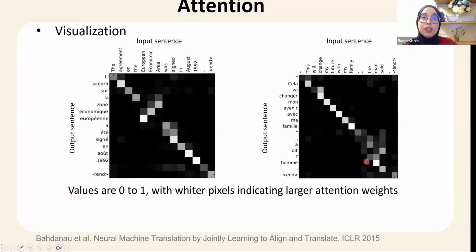Okay, the same for this one. So we have higher attention here. Okay, so this will change my future with my family, the man said. So "the man said" here is not that important, but "change my future with my family," these four tokens are extremely important. We can see that. This is very important because, like I said, the model identifies the most important information, like the date, the keywords in the sentence and so on.